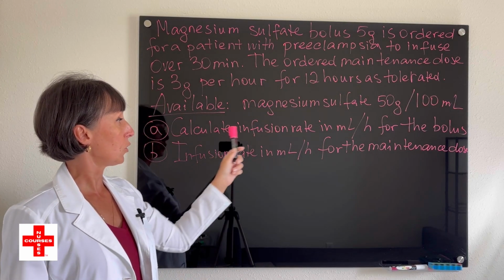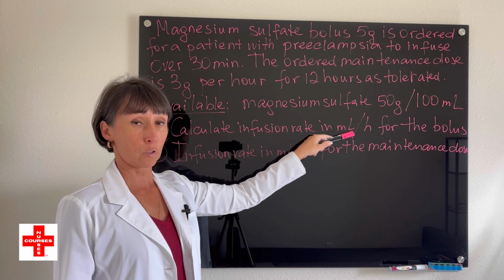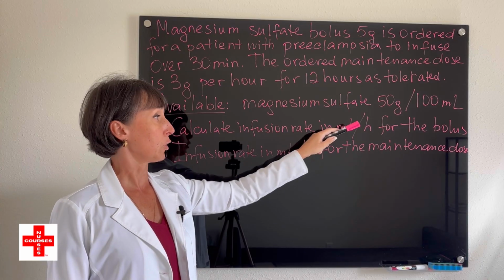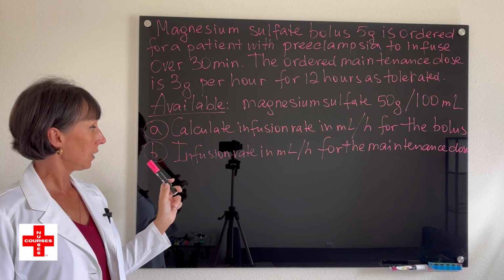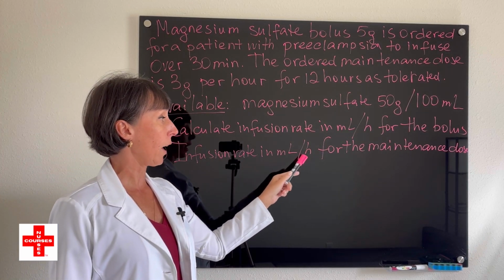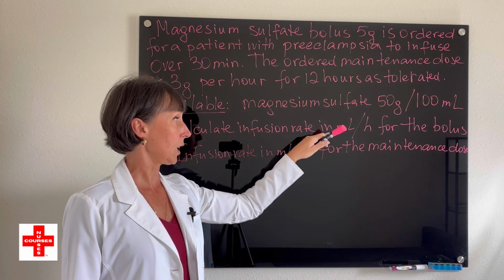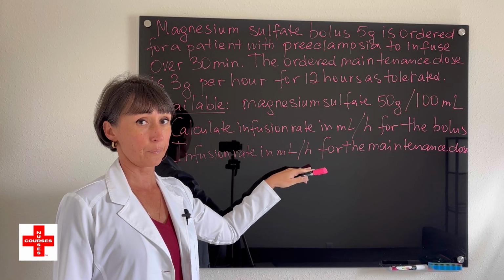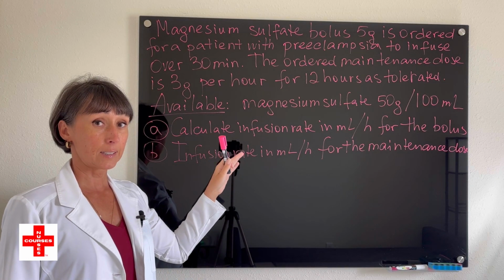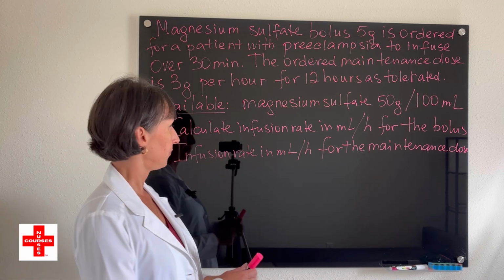So first we need to find milliliters an hour to plug into the pump for the bolus, and B, infusion rate in milliliters per hour for the maintenance dose. So same thing for the maintenance dose. Let's do one thing at a time. We're going to start with A.